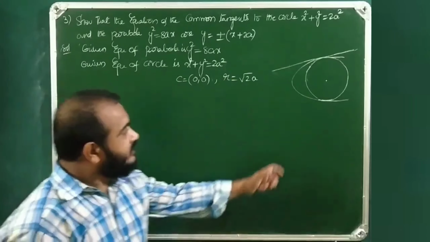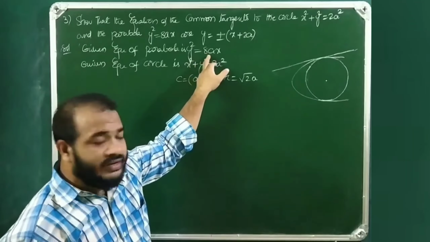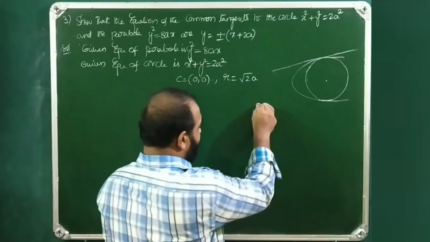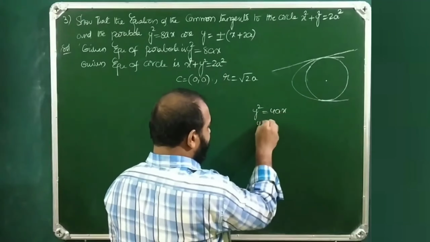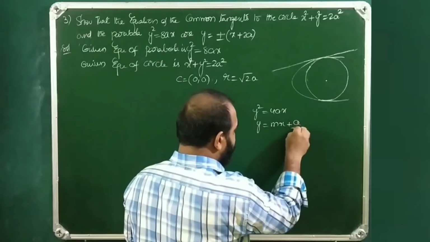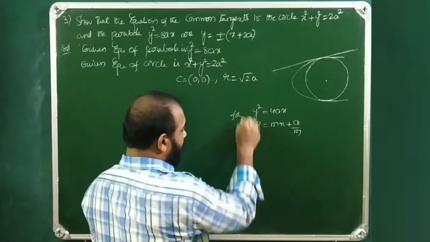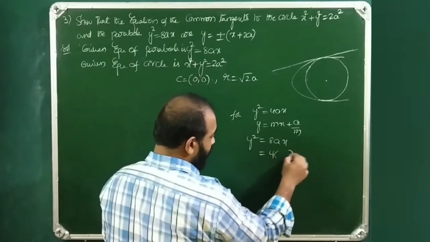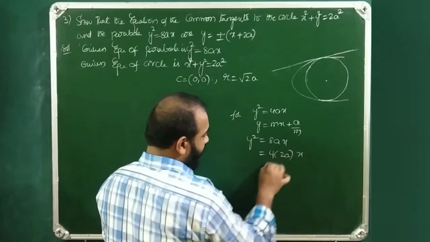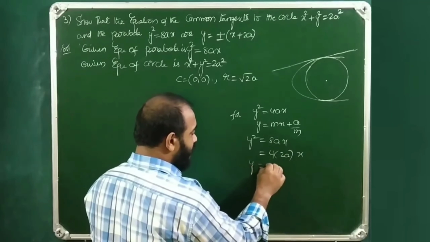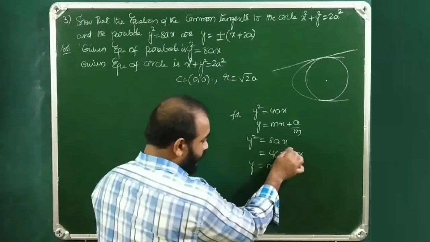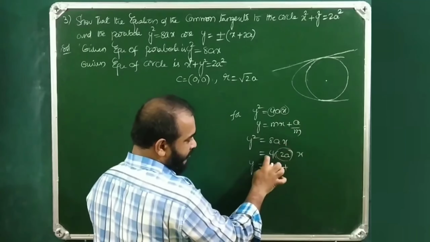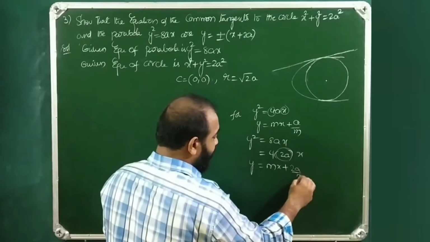So, let us take the slope form of the tangent to the parabola y square equals to 4ax, which is y is equals to mx plus a by m. For y square equals to 4ax parabola, y is equals to mx plus a by m. But for y square equals to 8ax, this can be written as 4 into 2a into x. Therefore, its slope form is equals to how much? y is equals to mx plus, here between 4 and x, a by m. Between 4 and x, 2a by m.